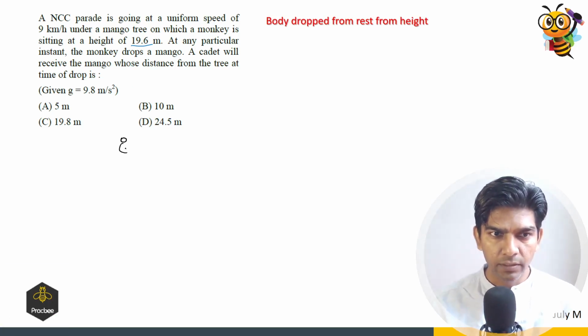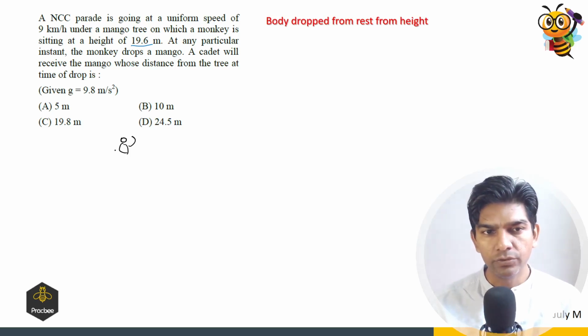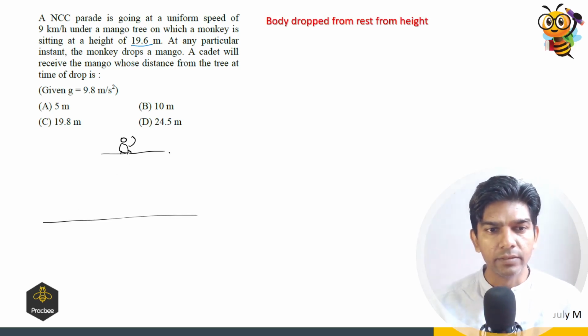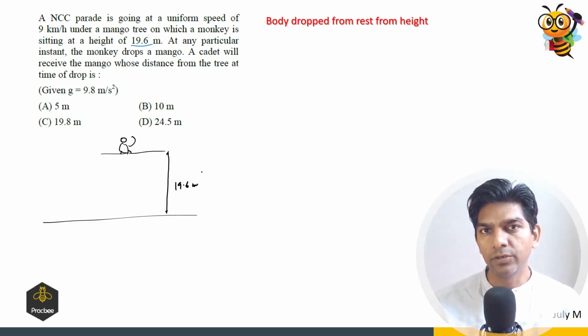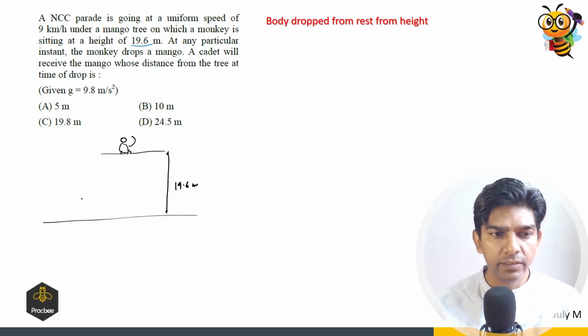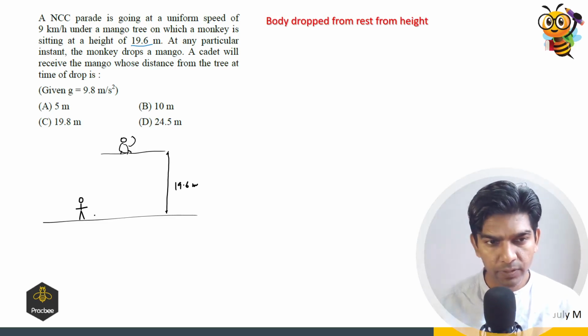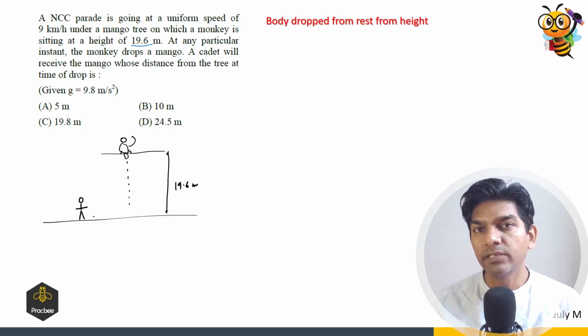So there is a monkey and he is dropping a mango, and the height is given as 19.6 meters. So here I am ignoring the height of the cadet. So let us say this particular cadet receives the mango right on him. So it means when the monkey drops the mango, the time taken by the mango to reach the bottom is the same as the time taken by the cadet to reach the location of the mango, right?